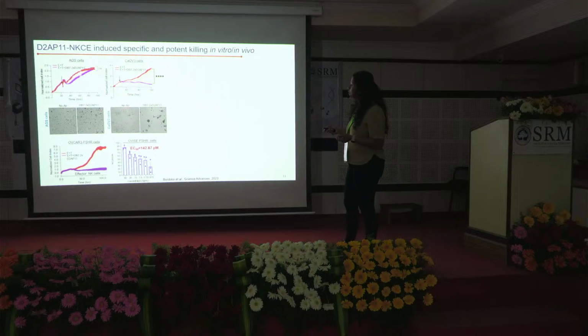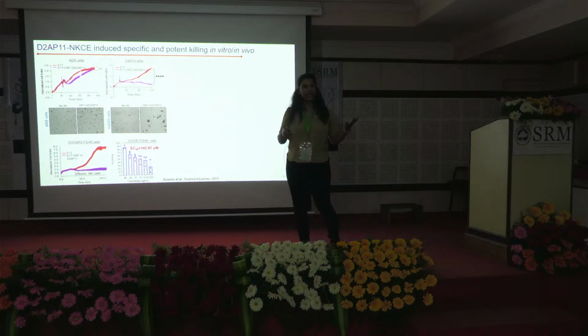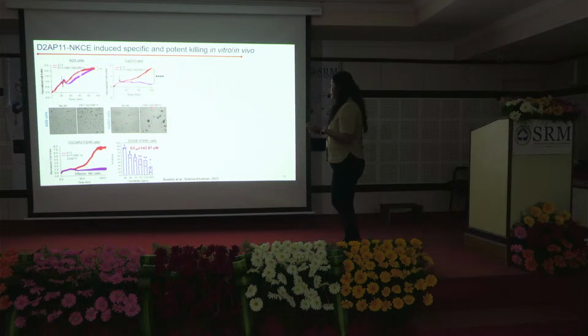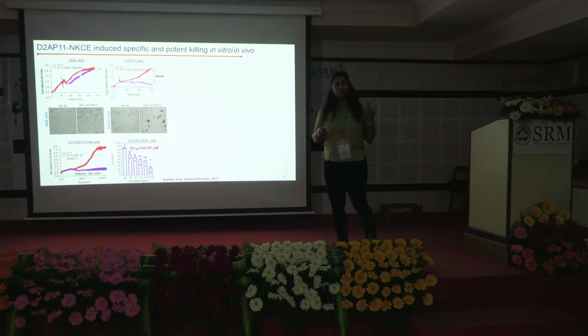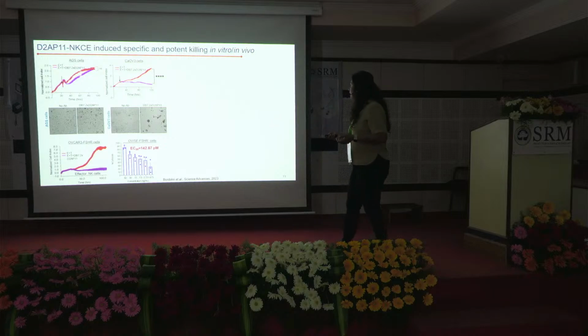And as you can see also in the images, in the control where cells are growing only in the presence of immune cells, but when you add this NK cell engager, there is significant killing. We have verified this in multiple lines. And this was actually achieved at an AC50 of 142 picomolar, which is very impressive and very comparable to some of the approved bispecifics.